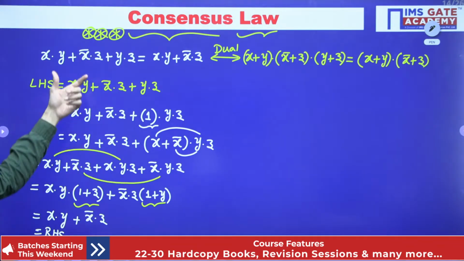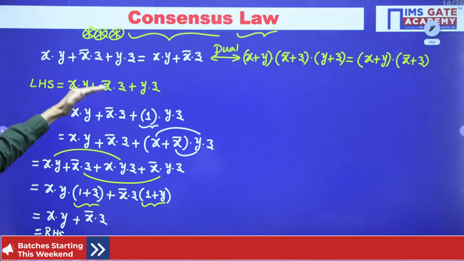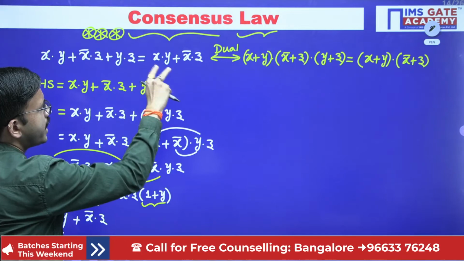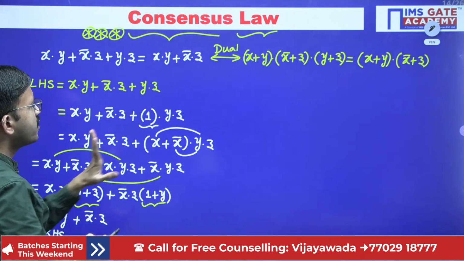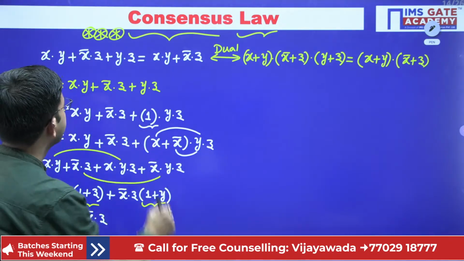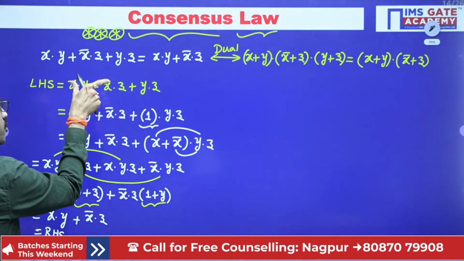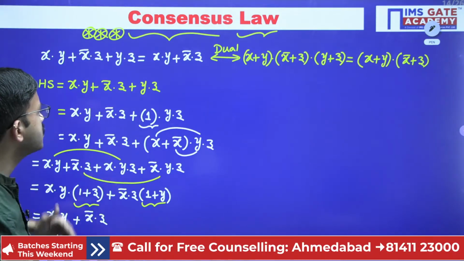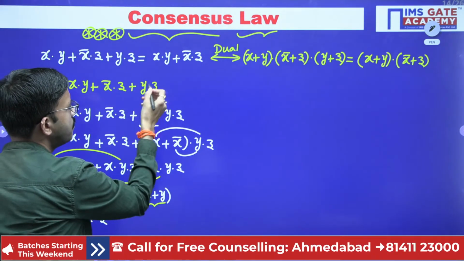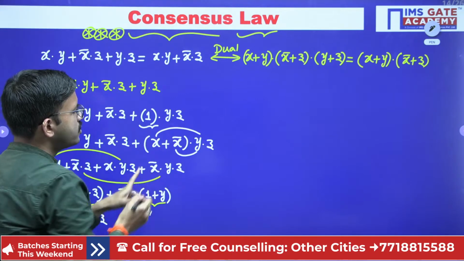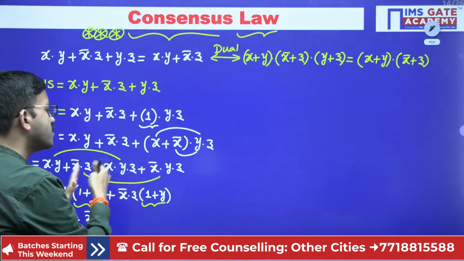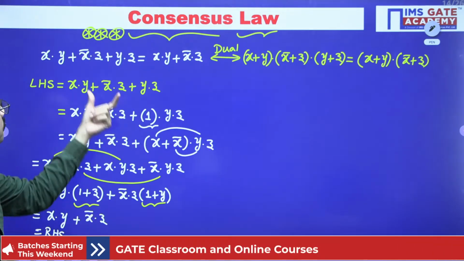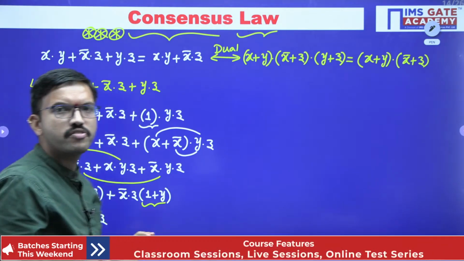So we considered the left hand side equation and simplified it to get the right hand side equation. What we have done is very simple. Since the first two terms are the same, I copied them as they are, and for the third term I simply multiplied with 1. That 1 we wrote as x plus x bar. After that I observed the common terms and simplified. Finally we get the first two terms as the simplified function.